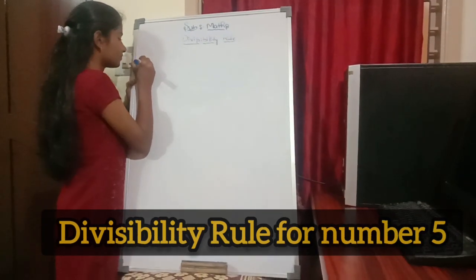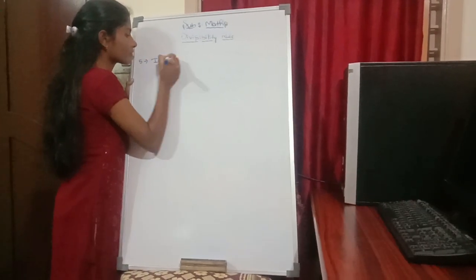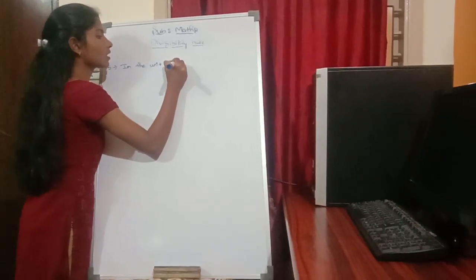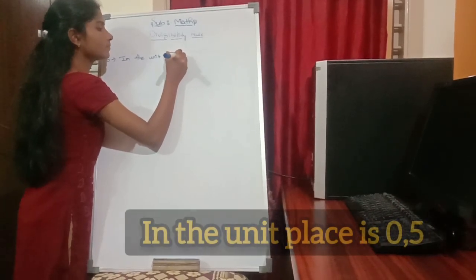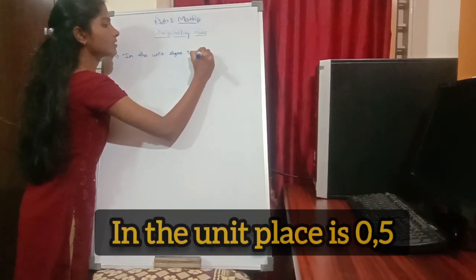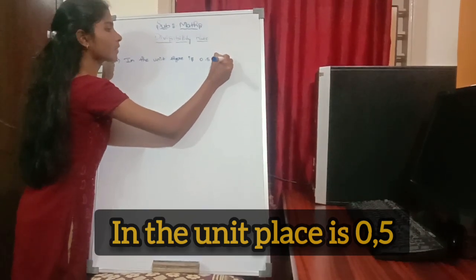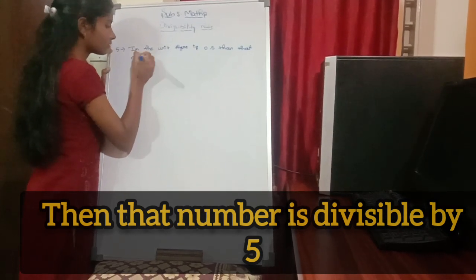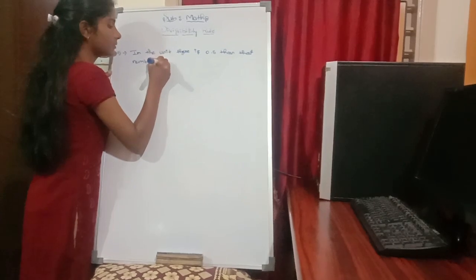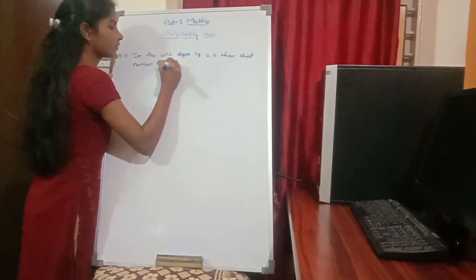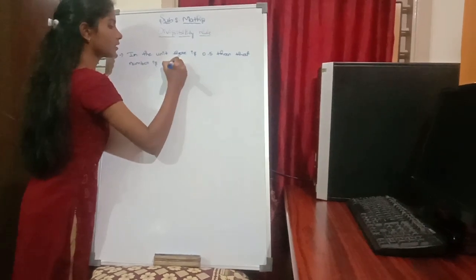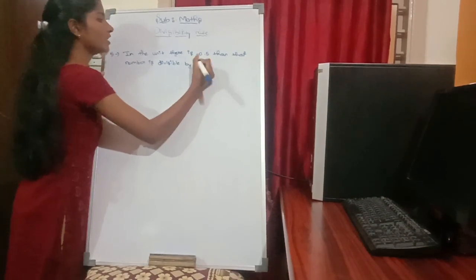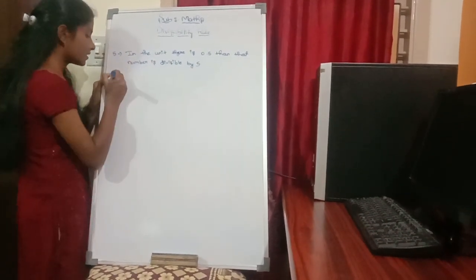Let's go to the divisibility of 5. Divisibility 5. In the unit place, if there is 0 or 5, then that number is divisible by 5. In the unit place there is 0, 5, then that number is divisible by 5.